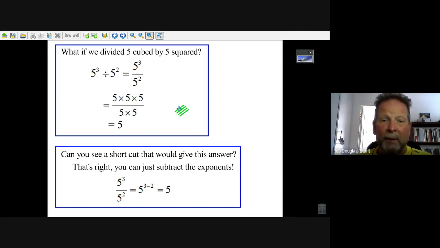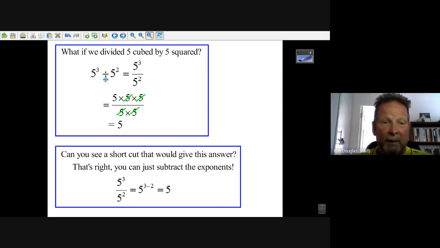When we divide these two things, you might remember doing something like this. If you take this 5 and you divide by this 5, it really just equals 1. Anything divided by itself is 1. We say those two 5s cancel. And this 5 divided by this 5 also equals 1. We say it's canceled. So you only end up with 5 times 1, which is 5. And maybe you can see the shortcut that will give this answer.